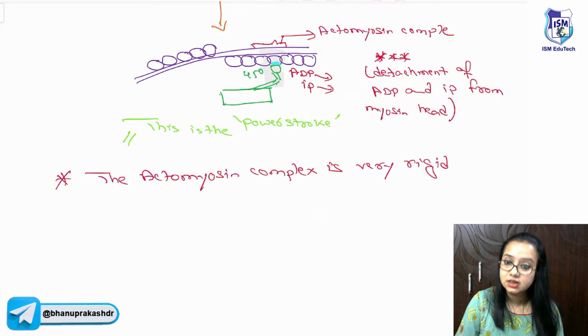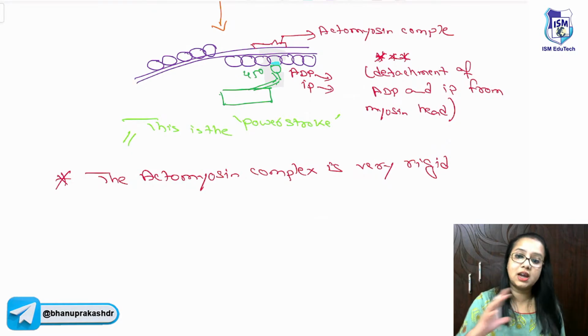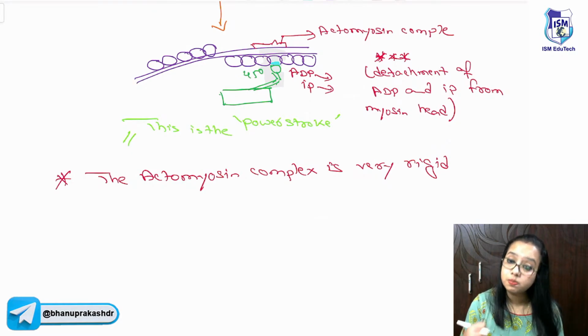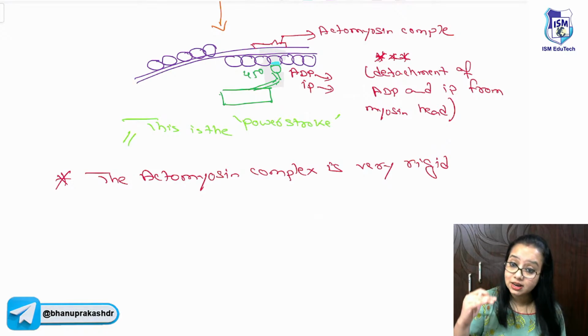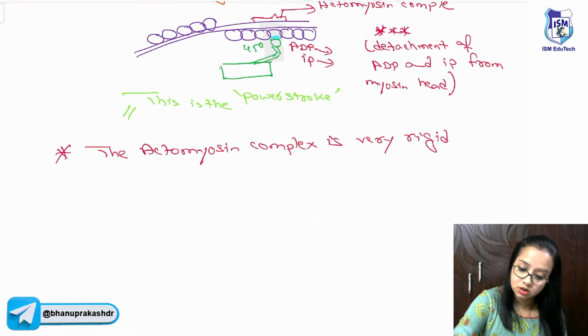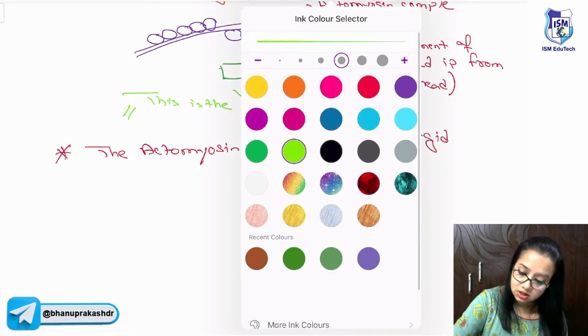The myosin head without ATP, when it is bound to the actin, is so powerful. That complex is so strong that it cannot get dissociated by anything or on its own. It's a very, very strong complex, and that is what causes the power, causes the contraction. Now, what is the outcome of this power stroke?